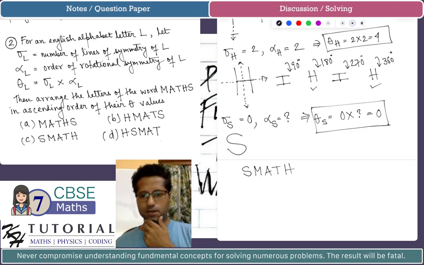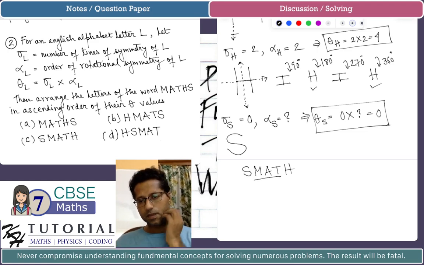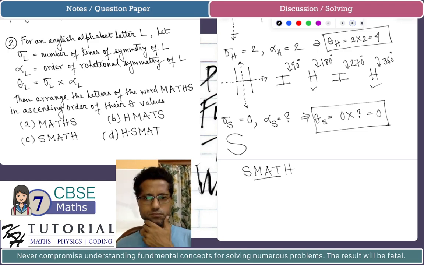Now M, A, T have equal theta values, that is 1, 1, 1. So you can rearrange M, A, T in any order, but S should be the first letter and H should be the last letter in the final ascending order. And so definitely the correct choice is C. C is the correct choice.